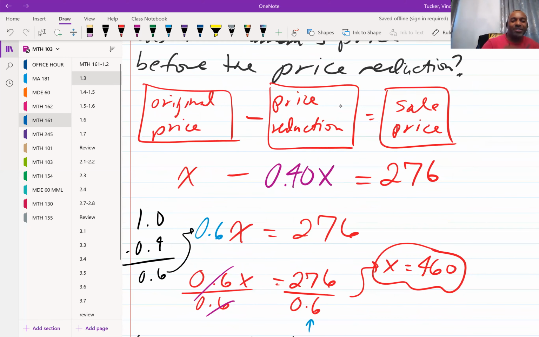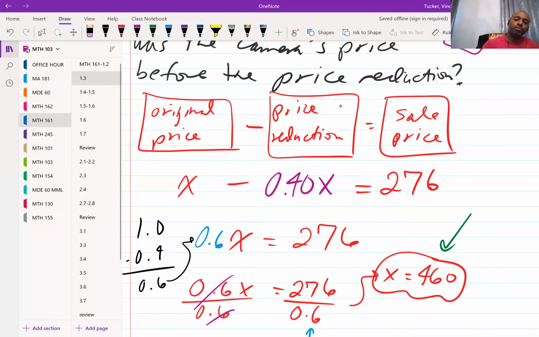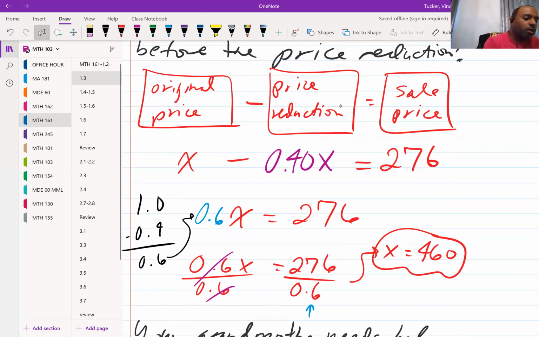So yeah, that's that old arithmetic stuff y'all probably haven't seen in a while. Outside of that, you just throw it in the calculator, right? So that 1 minus 0.4 gives you 0.6. And then from there, 0.6x equals 276. So divide by 0.6, and that will give you 460. And remember, X represents our original price, and that's what we were looking for. What was the camera's price before the reduction? So we don't have to do anything after that.